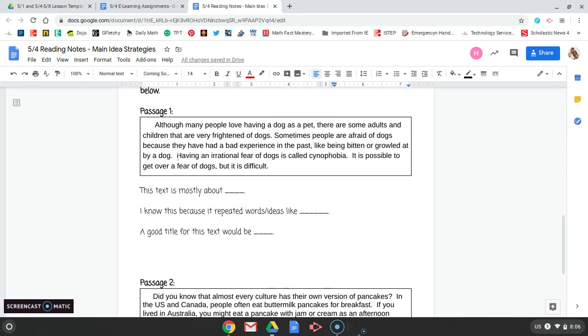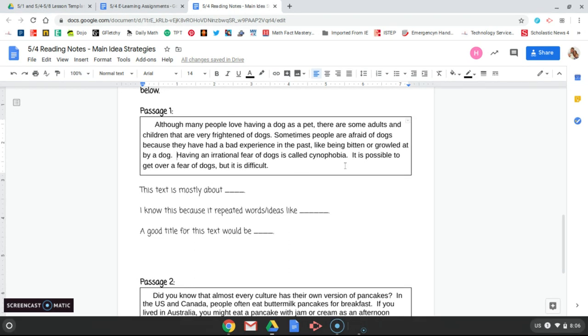Having an irrational fear of dogs is called cynophobia. It is possible to get over a fear of dogs, but it is difficult. So again, I'm noticing fear, and this name is the name of having a fear of dogs. And then again, fear and dogs. So I think that this text is mostly about, and I'm going to change my color here.